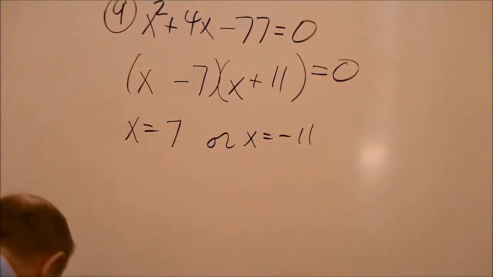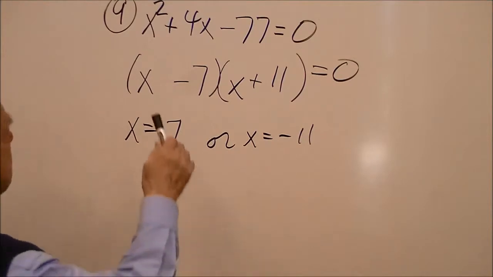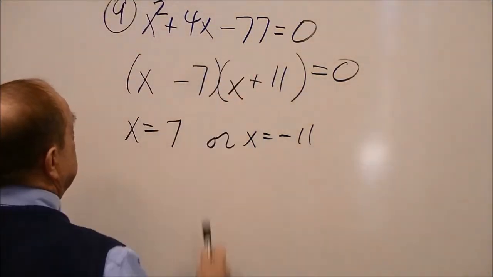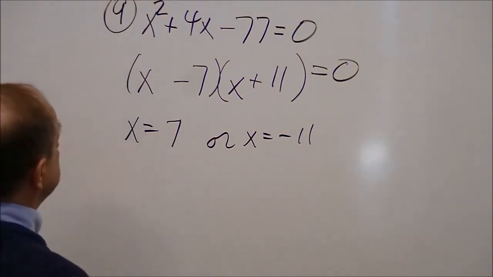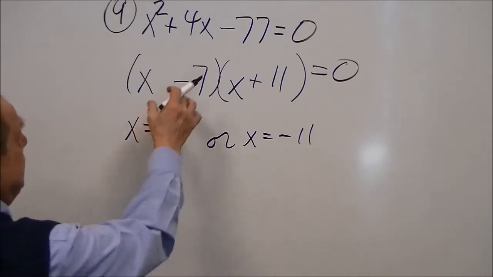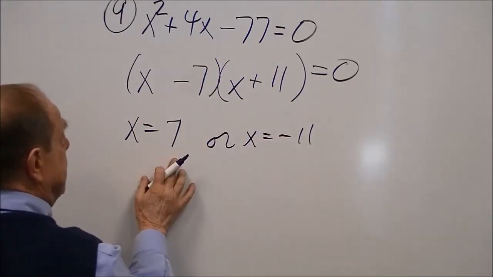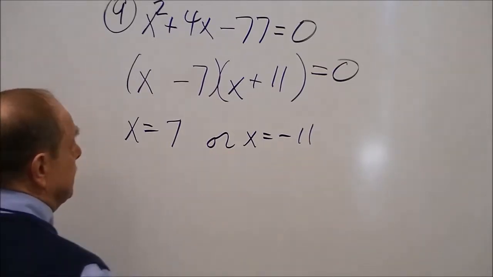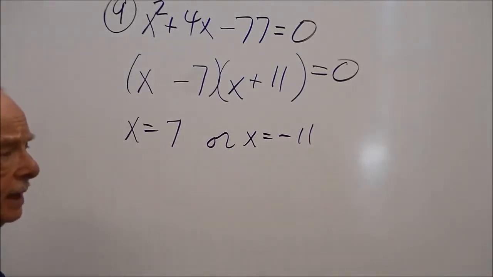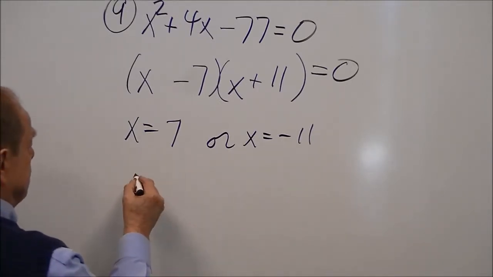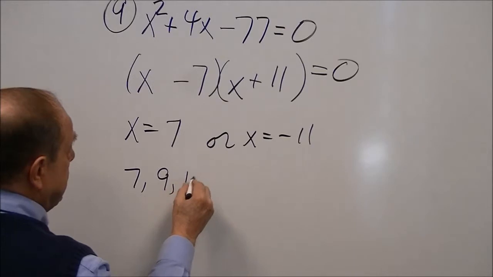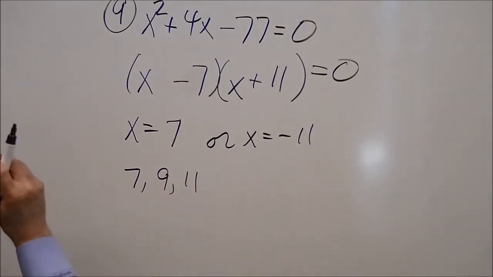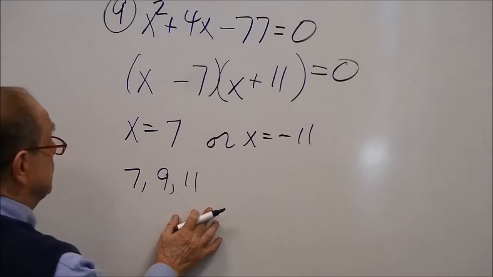We had a little change of rooms, so we'll pick up a little bit where we left off, that we ended up with this equation as we worked on example 9. And when we factored it, we ended up with x is 7 or x is a negative 11. Now here they want to know the 3 consecutive integers. Well, if 7 is the first one, 7, 9, and 11. That would be a set of 3 consecutive integers.